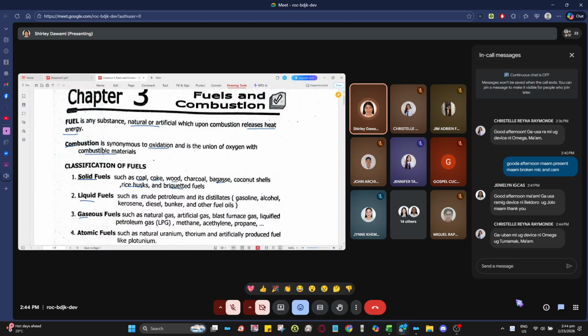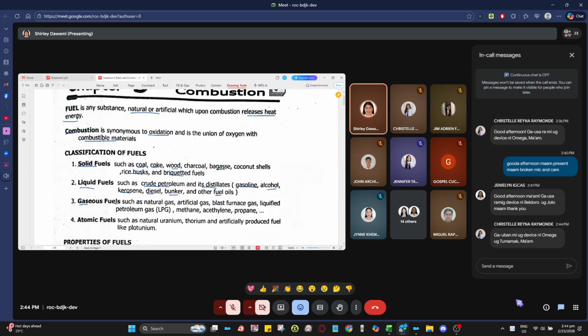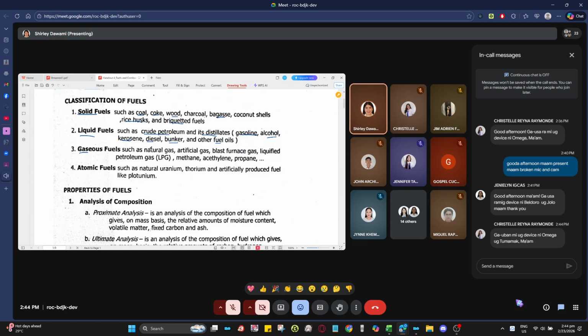We also have liquid fuels such as crude, petroleum, and its distillates such as gasoline, alcohol, kerosene, diesel, bunker, and other fuel oils. For gaseous, we have natural gas, artificial gas, blast furnace gas, and LPG. Now we also have methane from mga landfill. We have acetylene, and then propane. So these three, the solid, liquid, and gaseous, are what we call the primary or the natural fuels.